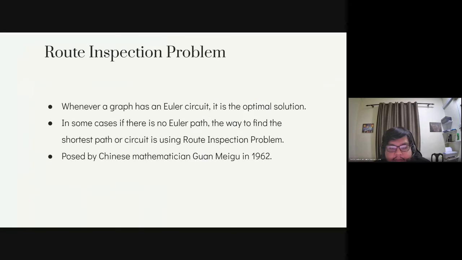Okay, in some cases, if there is no Euler path, the way to find the shortest path or circuit is using the route inspection problem. But bear in mind that whenever a graph has an Euler circuit, it is always the optimal solution. This problem was posed by a Chinese mathematician named Guan Meigu in 1962.